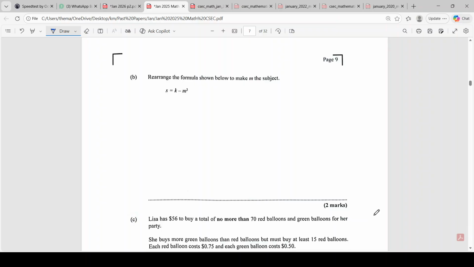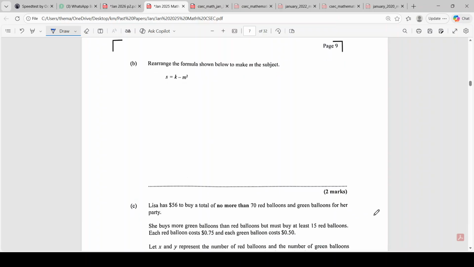Rearrange the formula to make m the subject. Right, so to make m the subject of the formula is basically solving that equation in terms of what they're asking. They're asking to make m the subject, so that means we want to have m by itself on the left hand side. So we have minus m squared, and we want to carry that across. Minus m squared, when it goes across, becomes positive m squared. We still have plus s here, equal to k.